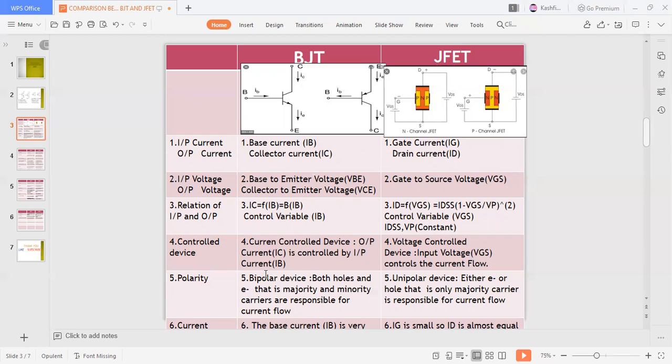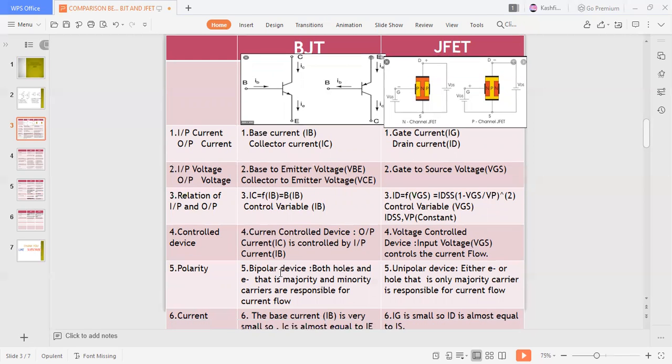Polarity. The BJT is a bipolar device because both holes and electrons, that is, majority and minority carriers, are responsible for current flow. But in JFET, it is a unipolar device because either electron or hole, that is, only majority carrier, is responsible for current flow.